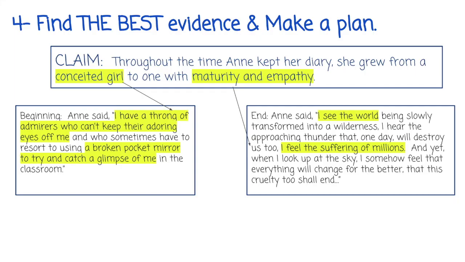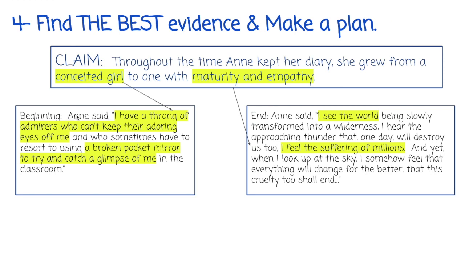So step 4 is find the best evidence and make a plan. I sort of combined those. The claim I wrote was throughout the time Anne kept her diary, she grew from a conceited girl to one with maturity and empathy. So I found 2 pieces of evidence. And the first one I wanted to show that she's a conceited girl. And my second piece of evidence, I want to show that she's mature and empathetic.